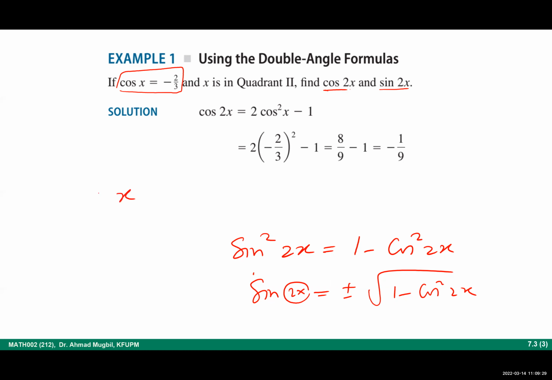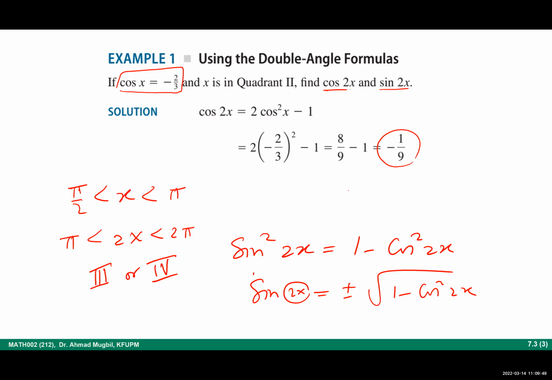If x is in the second, it means that it is between pi over 2 and what? And pi, right? 2x will be where? Double. Which means quadrant number 3 or quadrant number 4, right? But cosine 2x is negative. Cosine 2x is negative. So where are we? In the third. So what is sine 2x? Negative. Do you mean cosine x, not cosine 2x? Cosine 2x. Cosine 2x is negative.